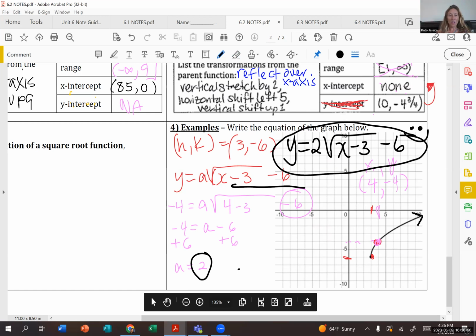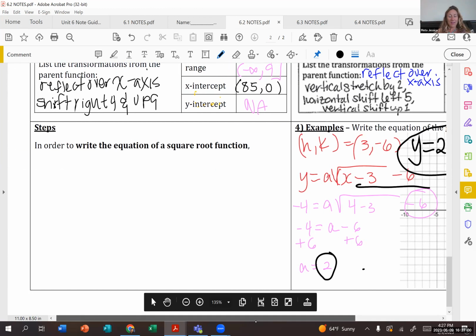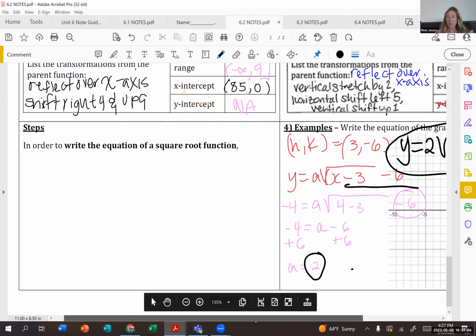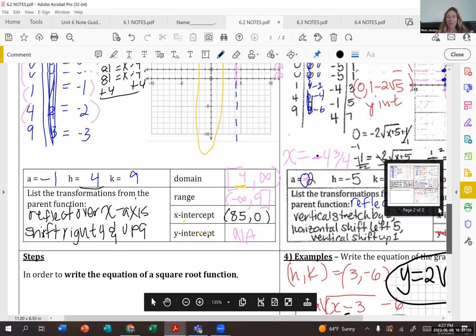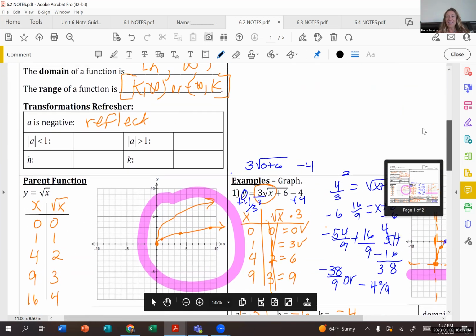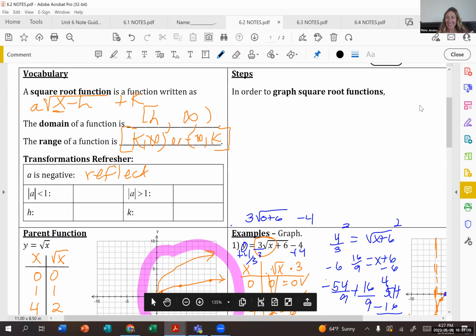Okay, so these are not too bad to graph. I want you to write the list of the steps needed to graph the function. Right, in order to write the equation of the square root function, what did we do? And then back up here, in order to graph the square root function, what do we do? You write those in. They should make sense to you. Just write, summarizing the steps, and then you're ready to start on your 6.2 practice. Have a great day.